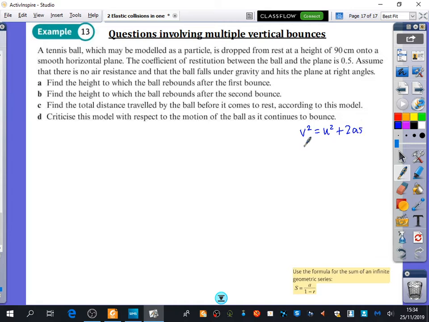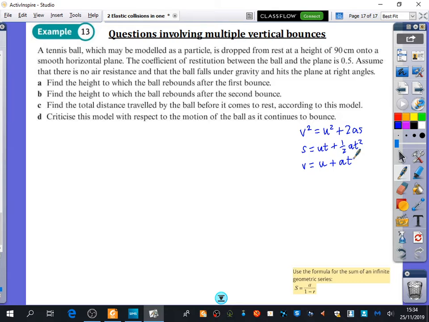Good. S equals ut plus a half at squared. And V equals U plus at. There are some other ones as well, but I think these are probably the three that we're going to be using potentially in these kinds of problems.